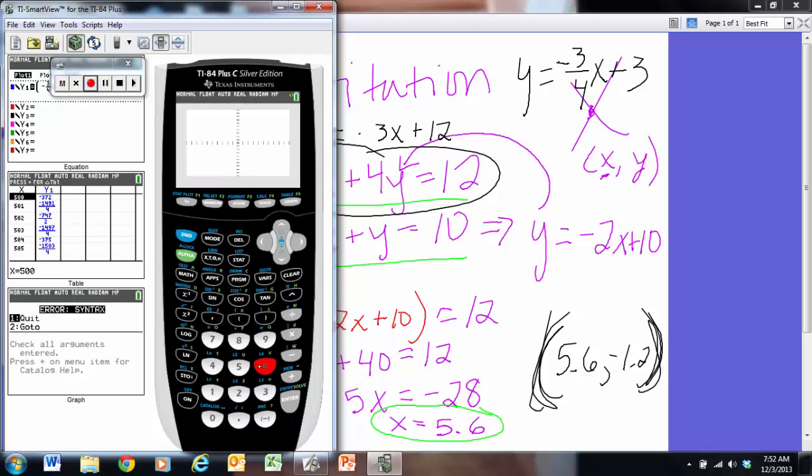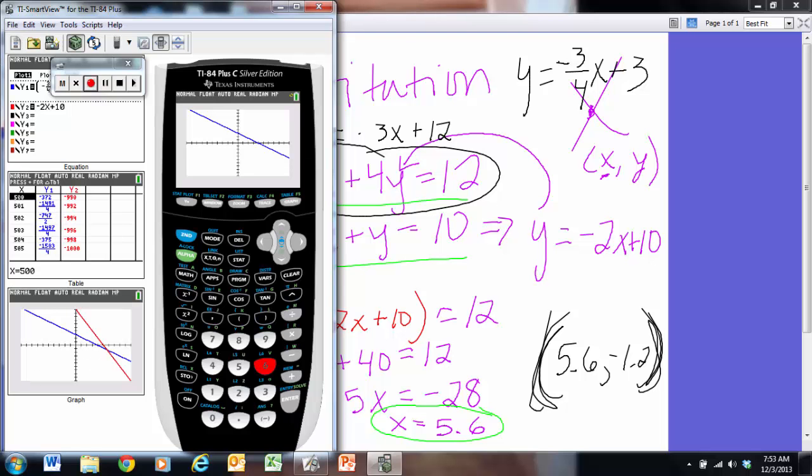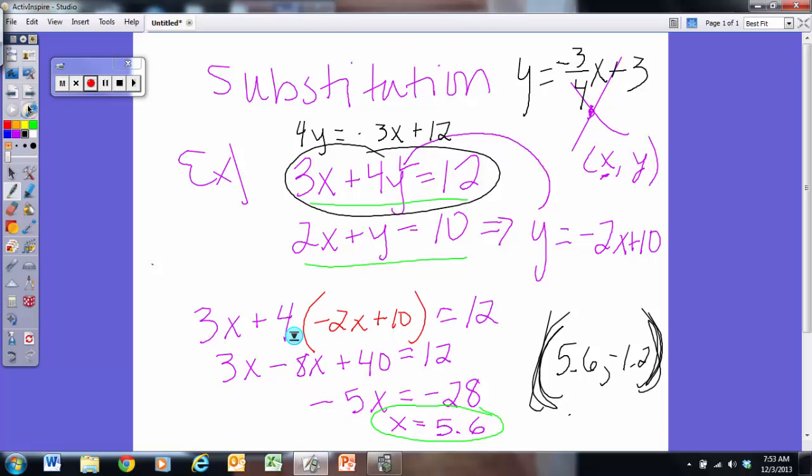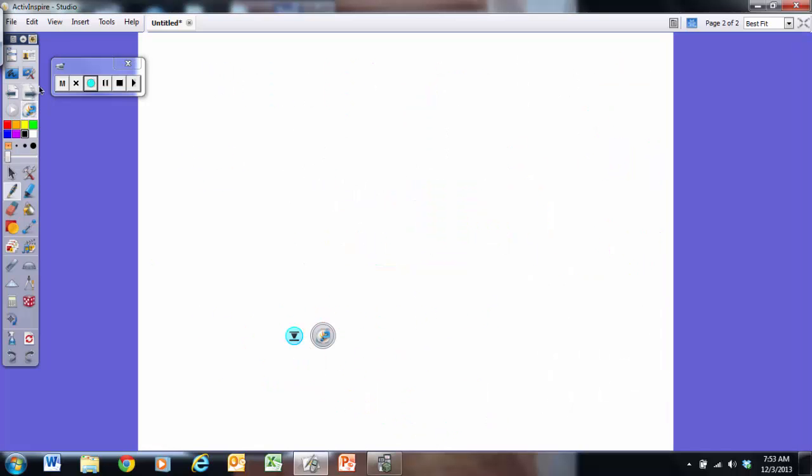Let's go zoom 6. That's the line negative 3/4 x plus 3. And there's the line negative 2x plus 10. And if I go second, calc, intersect, choice 5, enter, enter, enter, 5.6, negative 1.2. So you can always check your answer on the calculator, but you have to know how to do it algebraically. Let's try another one.